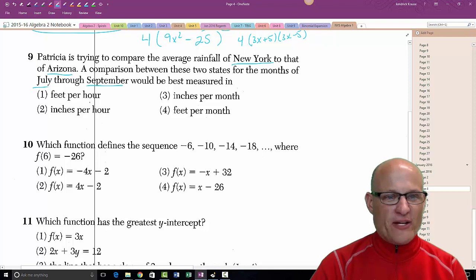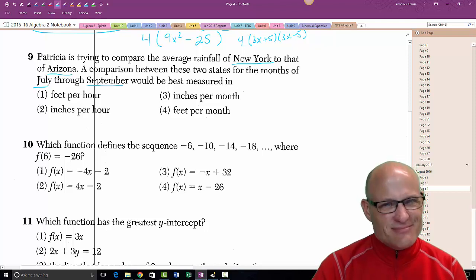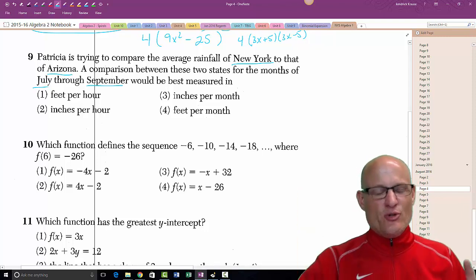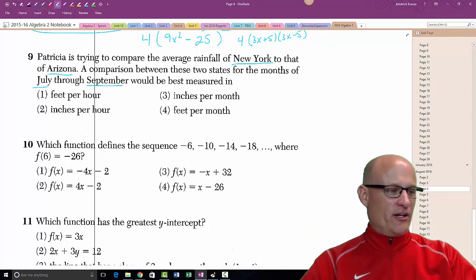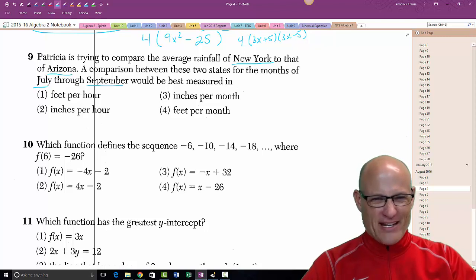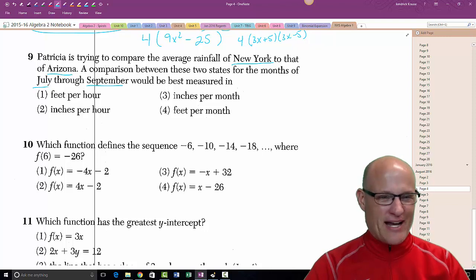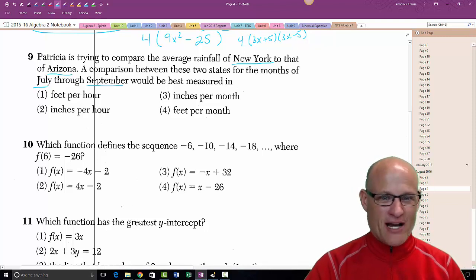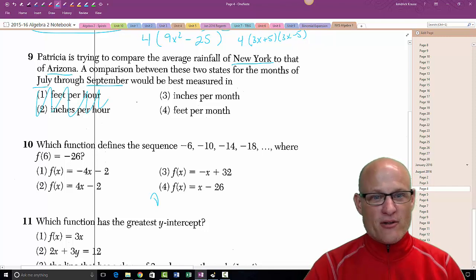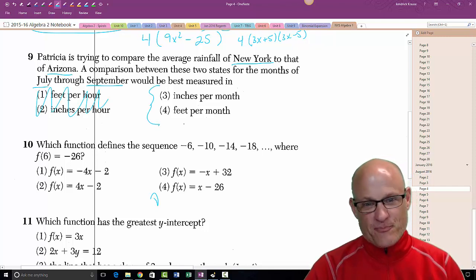So would we want to do feet per hour? Is it really going to rain? If you're going to compare New York to Arizona in feet per hour, it doesn't even rain that much, especially in July through September. So if we have an hourly rainfall, I don't think so. Inches per hour, I don't think so. Feet per month. Well, one of these is right.